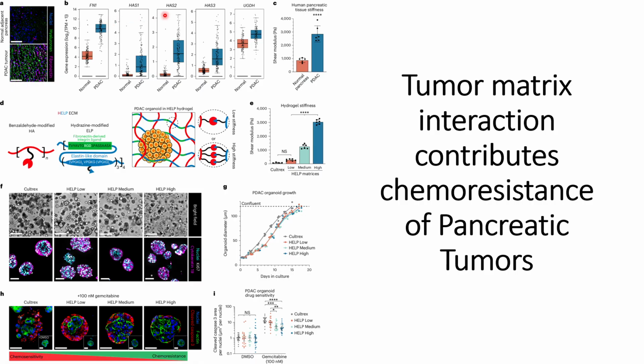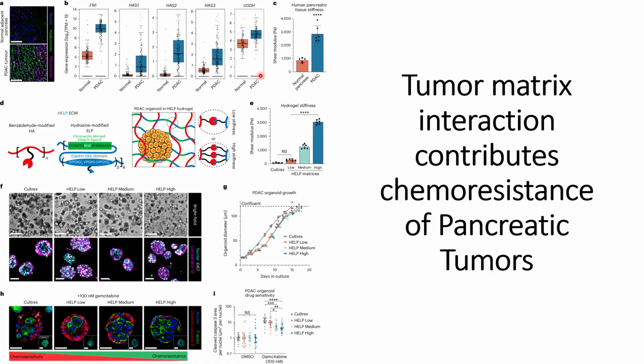The HA presence is shown in panel B, where several subsets or precursors of HA have been shown. For fibronectin, they have shown that it is statistically significant in PDAC. Similarly, the HA synthases HAS1, HAS2, and HAS3 are statistically significant compared to the normal pancreas, and UGDH is also statistically significant compared to the normal pancreas.